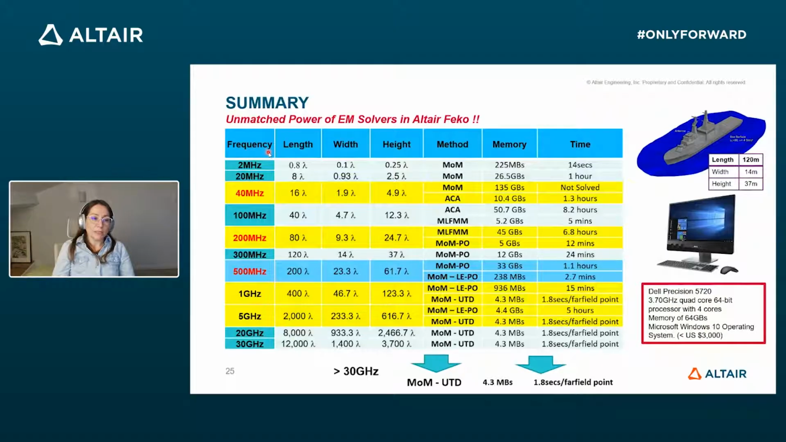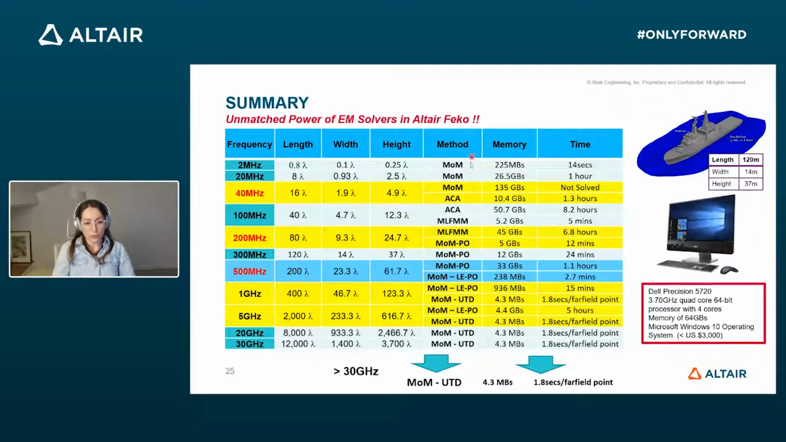So the power, in the sense of the ability for us to perform different simulations at different frequency ranges, starting from 2 megahertz going all the way up to 3 gigahertz. And the numbers you see here are all related to solving and simulating the case of the ship with an installed antenna on top, and by using multiple frequencies for the antenna.